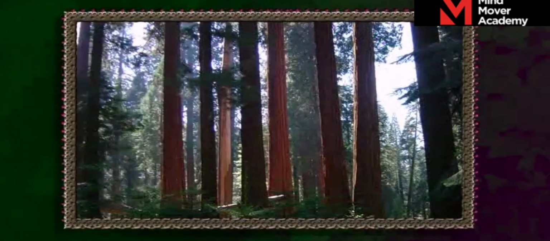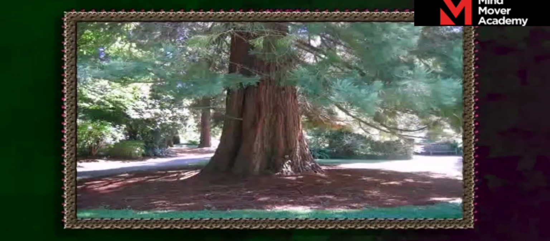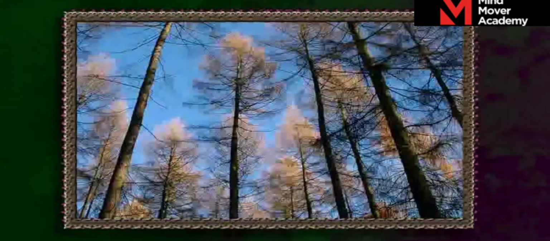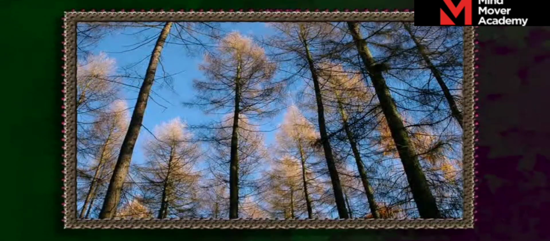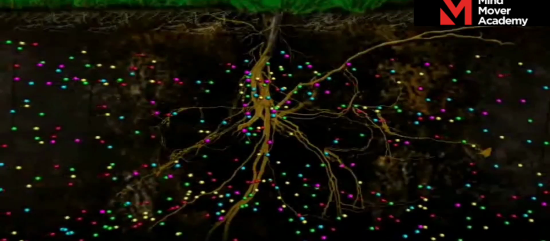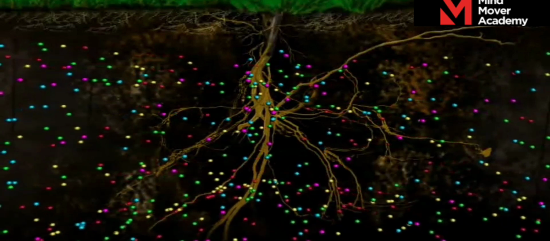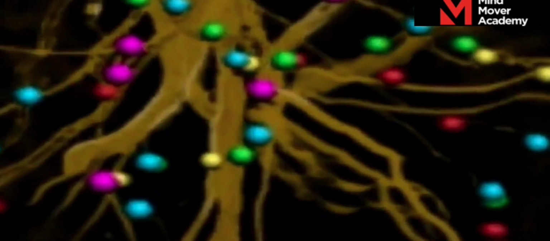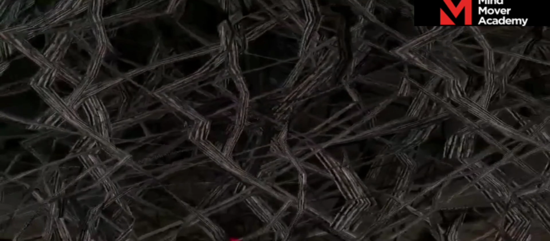The distance over which transport systems have to operate, however, can be very large in plants such as very tall trees. For plants, the soil is the nearest and richest source of raw materials like nitrogen, phosphorus, and other minerals. The absorption of these substances, therefore, occurs through the parts in contact with the soil, namely roots.